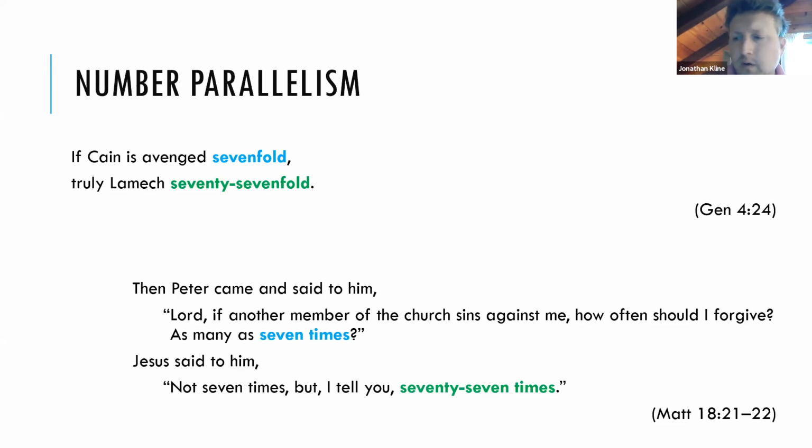Final example of number parallelism is Genesis 4. If Cain is avenged 7-fold, truly Lamech 77-fold. So Lamech says, okay, Cain murdered Abel, but I killed a man, for a very small slight. I'm going to be avenged incredibly.